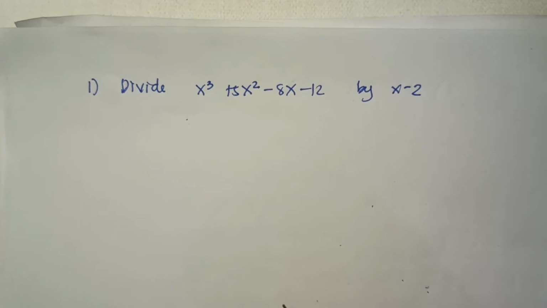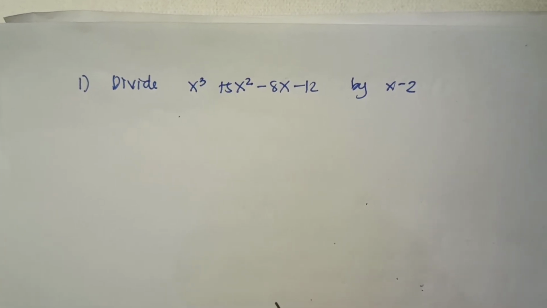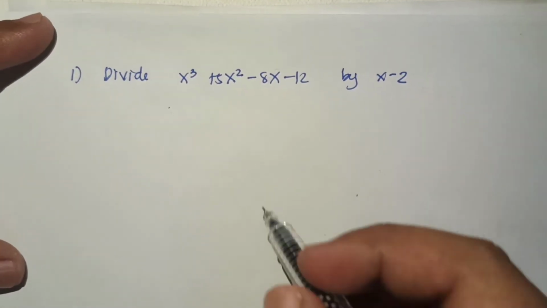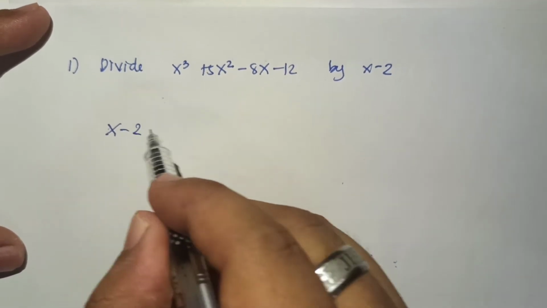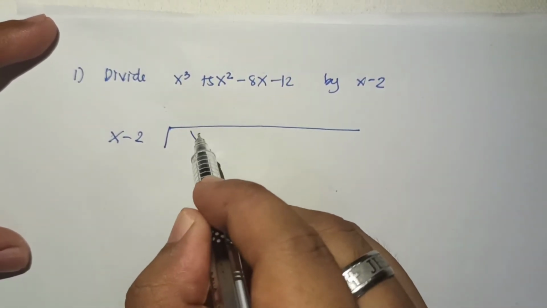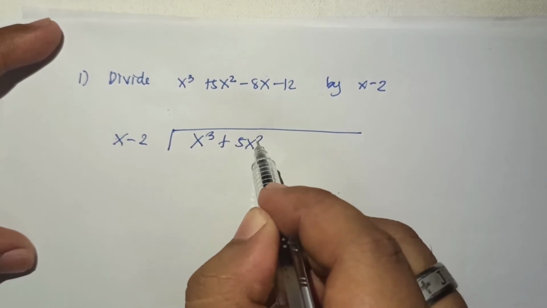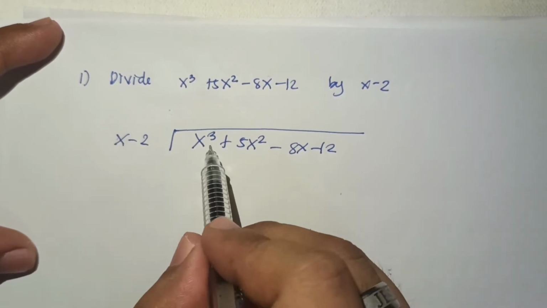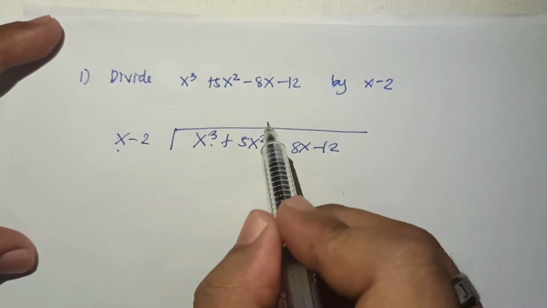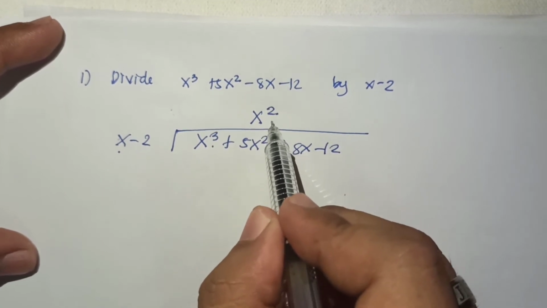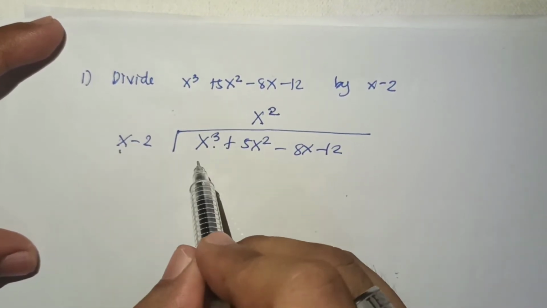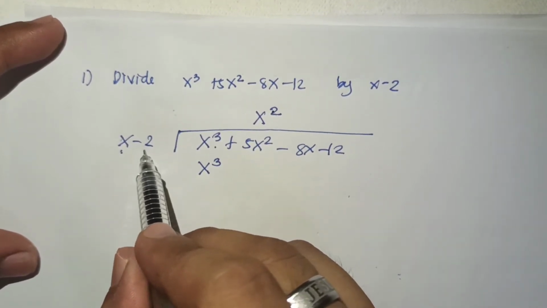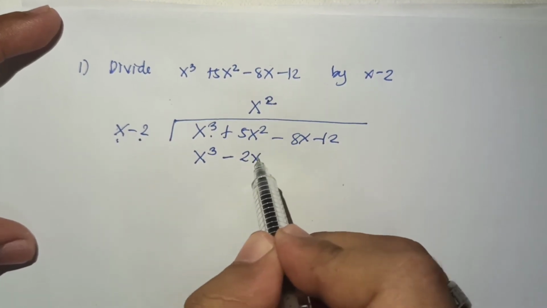So divide x cubed plus 5x squared minus 8x minus 12 by x minus 2, we will make use of the long division method. So here, x minus 2. So divide here, x cubed plus 5x squared minus 8x minus 12. So first, x cubed divided by x. So you're going to align here, that is x squared. So x squared times x, that is x cubed. x squared times negative 2, that is negative 2x squared.